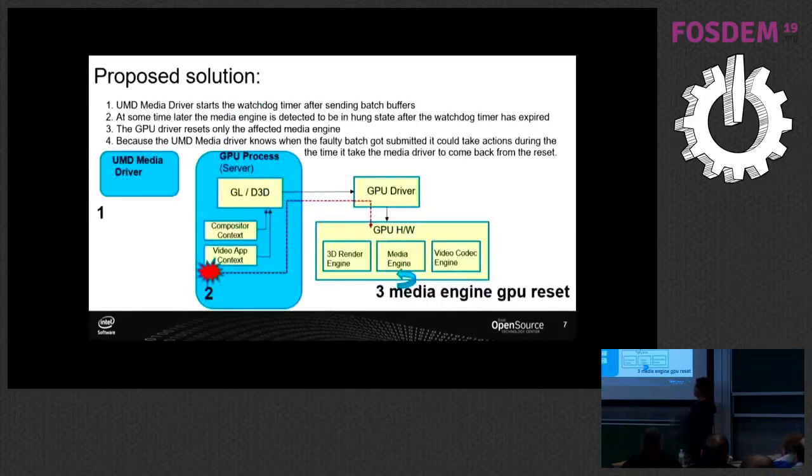So again, going back to the Chrome OS solution, the GPU process, the media driver, the video application crashed. Now, instead of resetting the whole thing, we just reset the media engine. Because we're setting the threshold to a very small value compared to the default value from the graphics driver, we can come back from that reset fairly quickly. We're talking about milliseconds instead of seconds, which was the default value before this implementation.